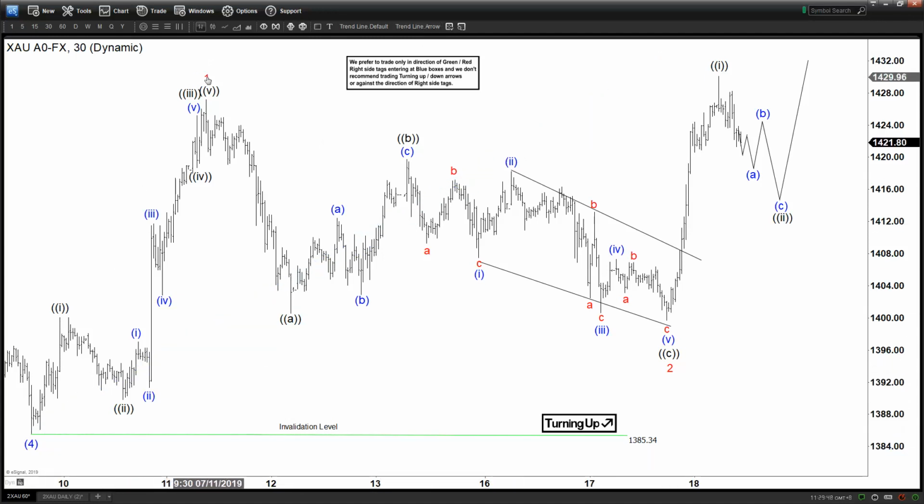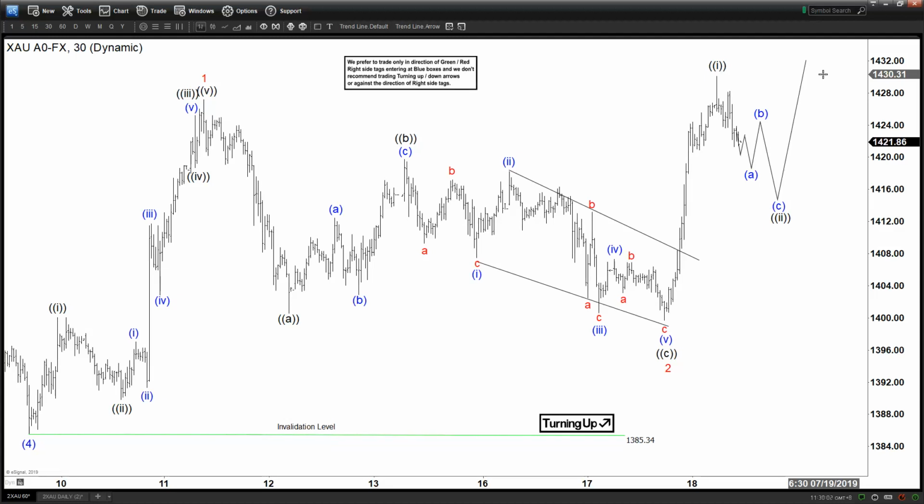So this is wave 1 of 5, this is wave 2 of 5. Now we are within wave 3 of 5, and this is the subdivision of the wave 3 of 5. So this is wave 1 of 3 in the red, and so we should continue to see more upside. Now just looking at this short-term 30 minutes chart here, we can see that gold already breaks above this previous peak here, right?